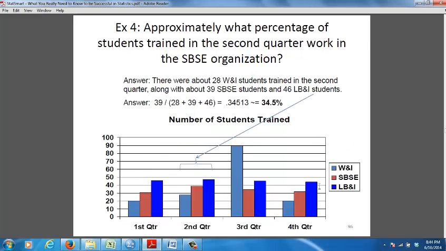And a very similar thing happens for SBSE for the second quarter. About 35% were trained in SBSE in the second quarter.